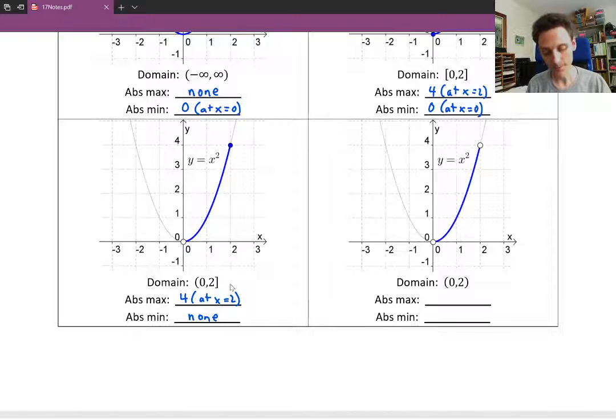What about if you took out both the endpoints? So 0 to 2, but not including 0 and not including 2. What would be the absolute max? We said none, that's correct. And the absolute min? Also none. Because those two, absolute max and absolute min, that we used to have are now being plucked out of the graph.